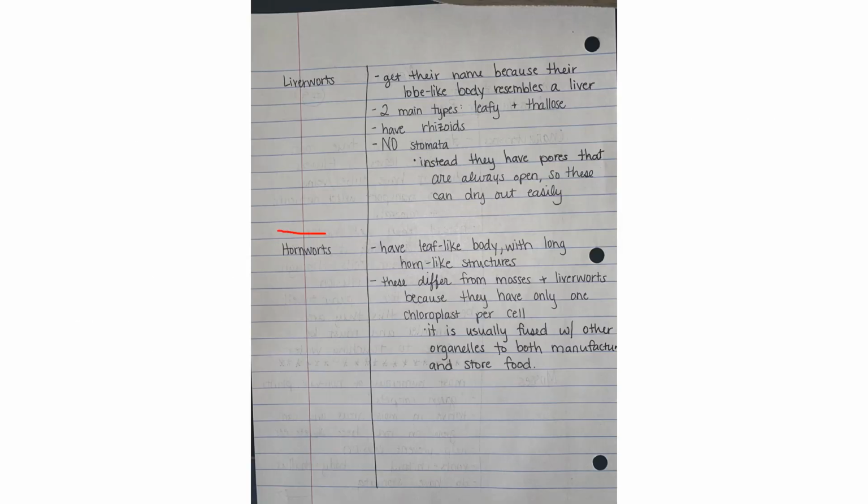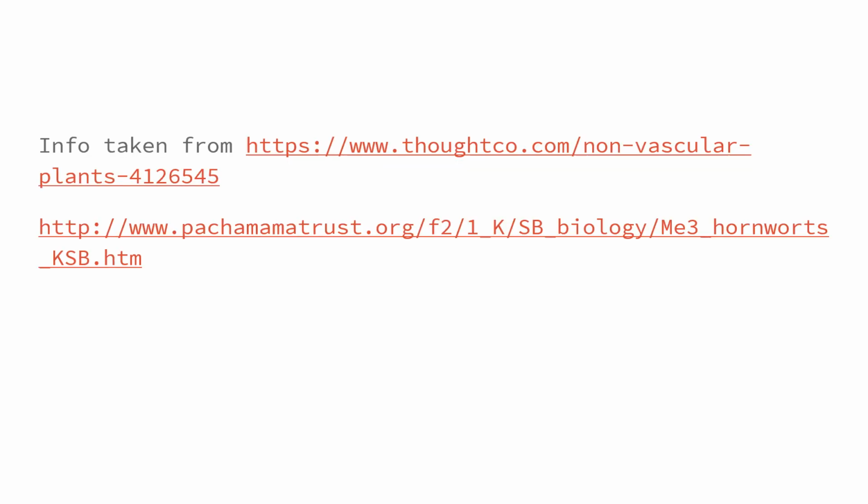So for the last part of your notes, you got the hornworts, which there's a little bit more to, so don't close me off just yet. The last subtopic is the hornworts. Then the details on the right. They have a leaf-like body with long horn-like structures, and they differ from mosses and liverworts because they have only one chloroplast per cell. However, it is usually fused with other organelles to both manufacture and store food. I cited my sources here.